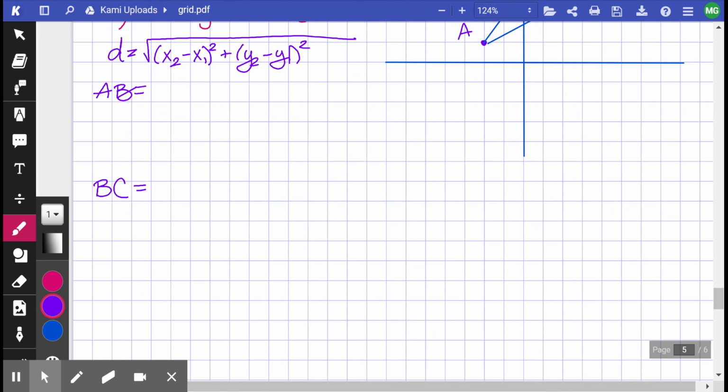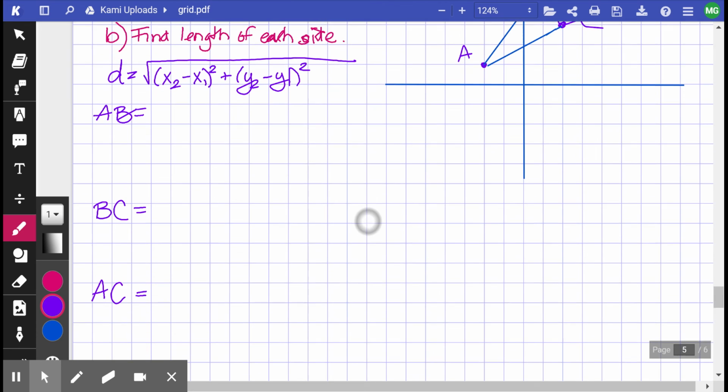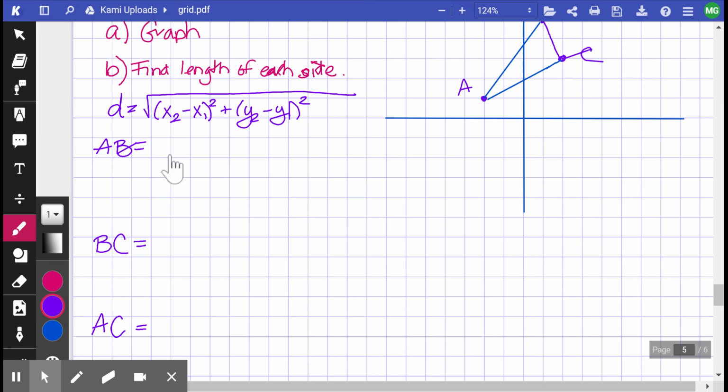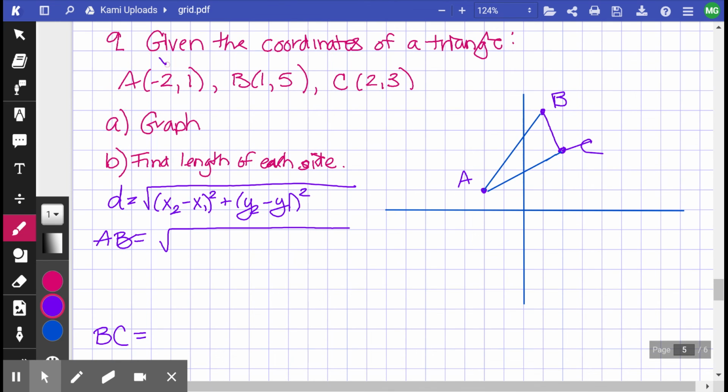AB, BC, and AC. So pause the video, go ahead, use your distance formula to find the length of each of those. All right, so I'll do AB with you just to make sure everybody's on the same page here. So I'm looking at coordinates for A and B. We can call this x1, y1, x sub 2, y sub 2, and then substitute in.